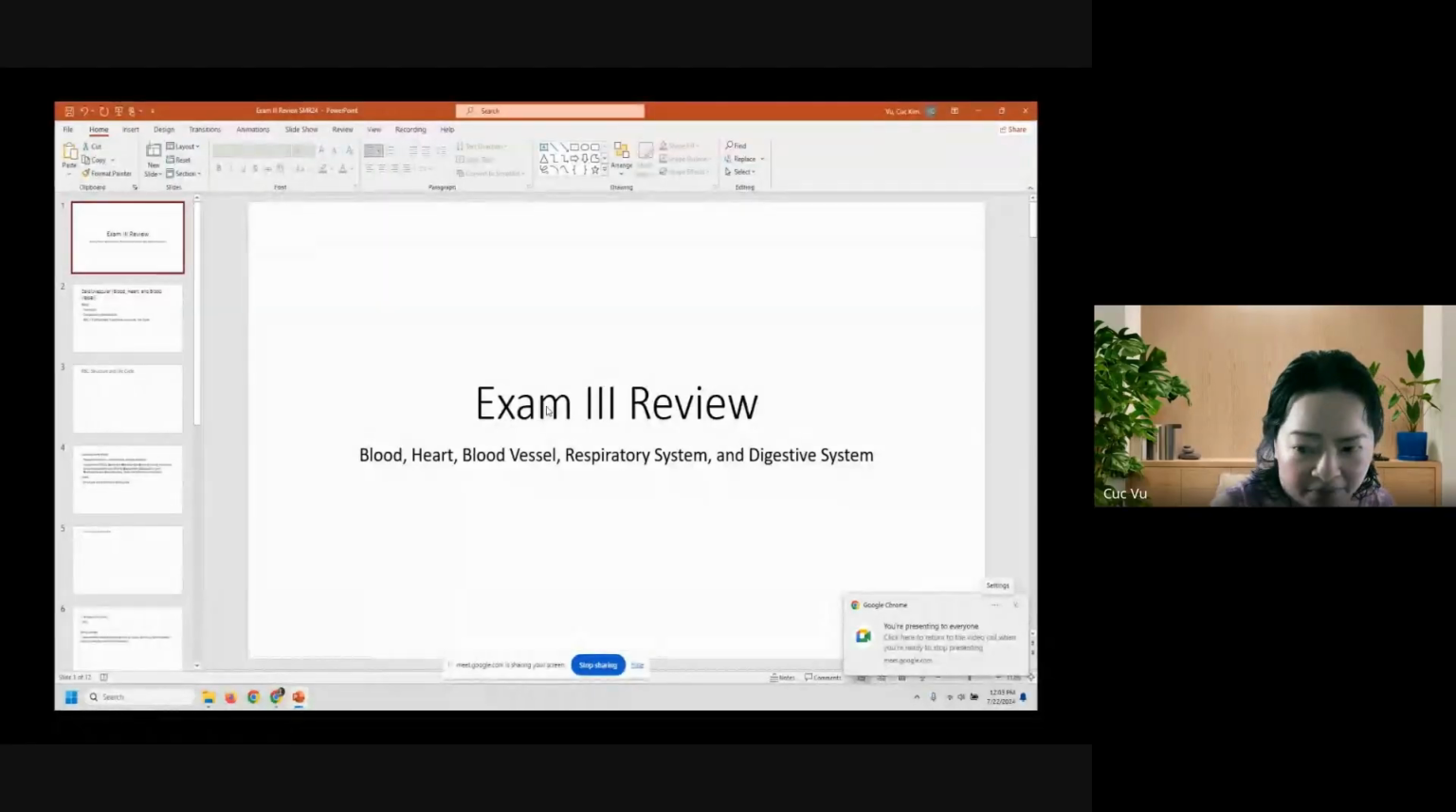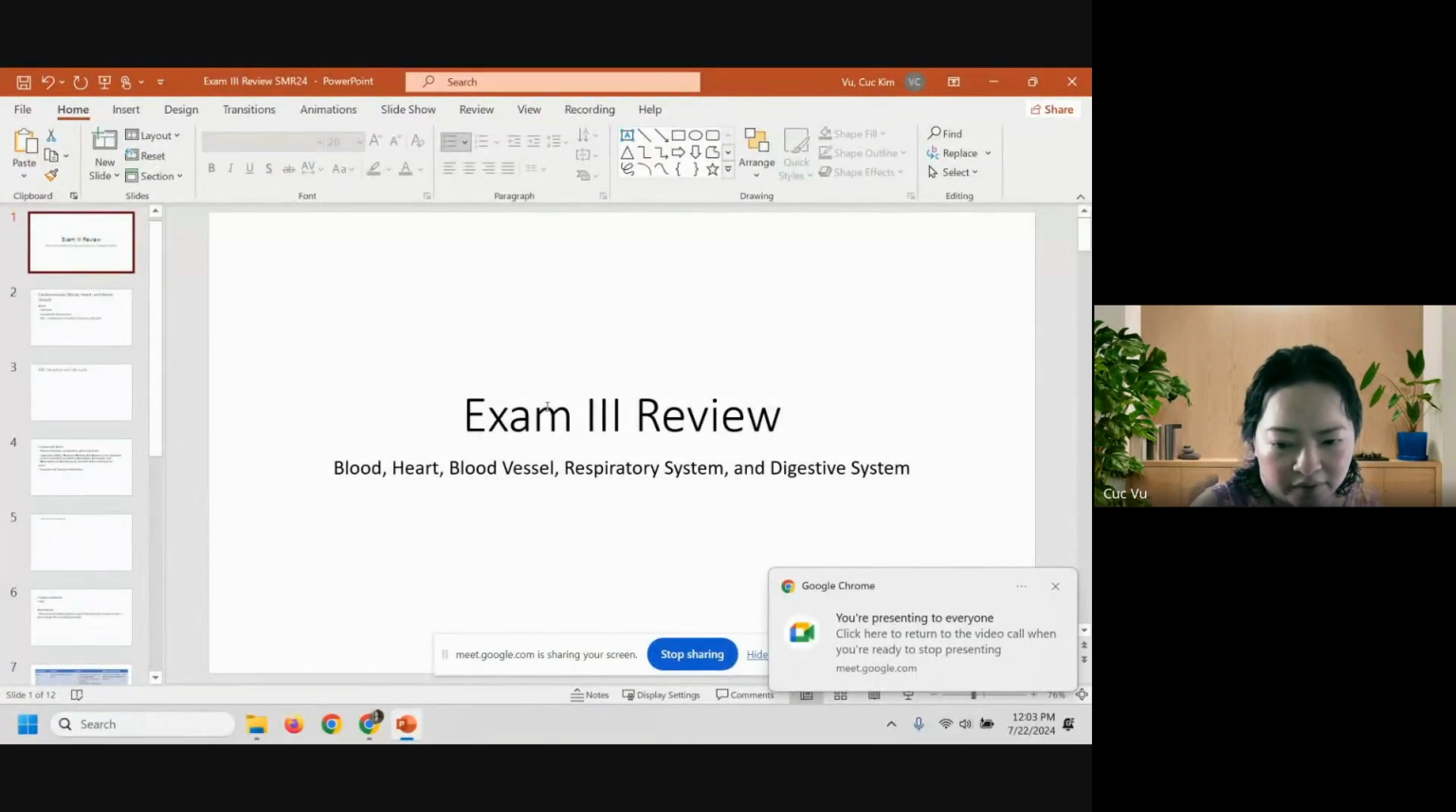So for the exam 3 review, we'll be going through the blood, heart, and blood vessels, and that makes up the cardiovascular unit, the respiratory, and the digestive. So today, this afternoon session, I am hoping to at least go through blood, heart, and blood vessels, and then we'll see what we can do with the respiratory system.